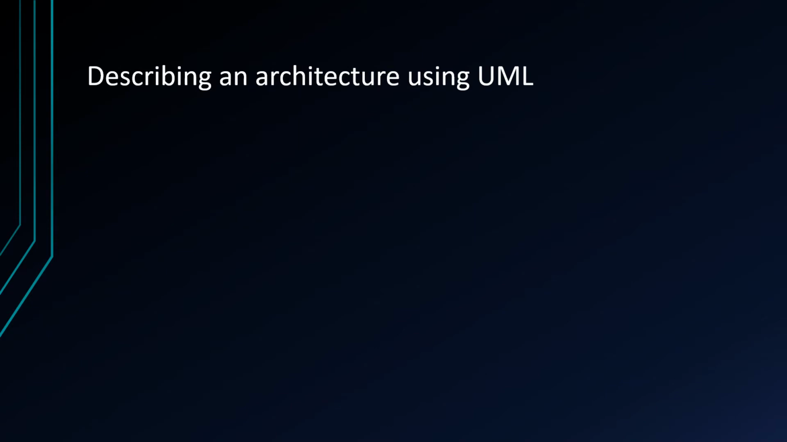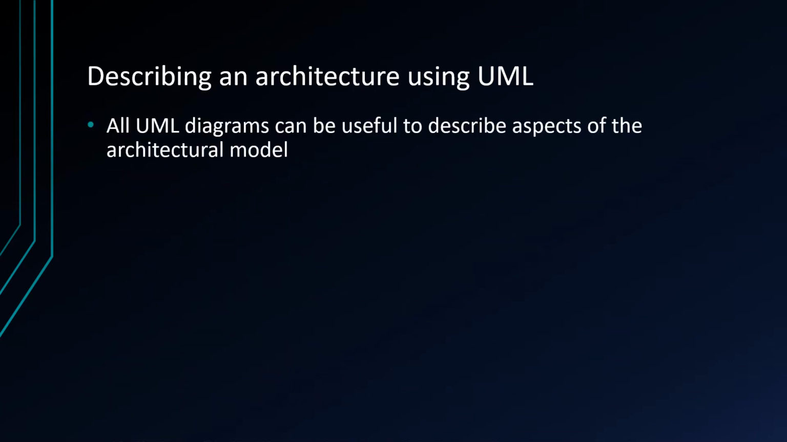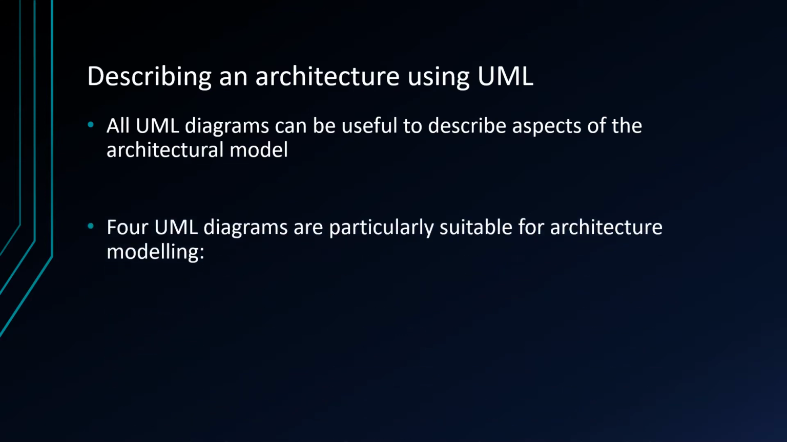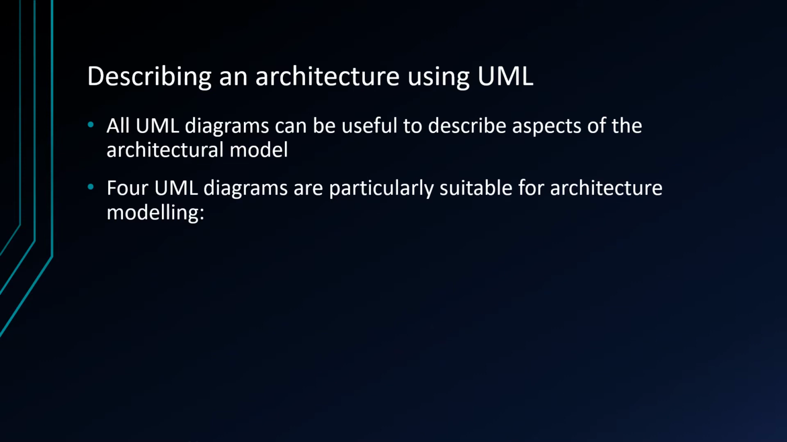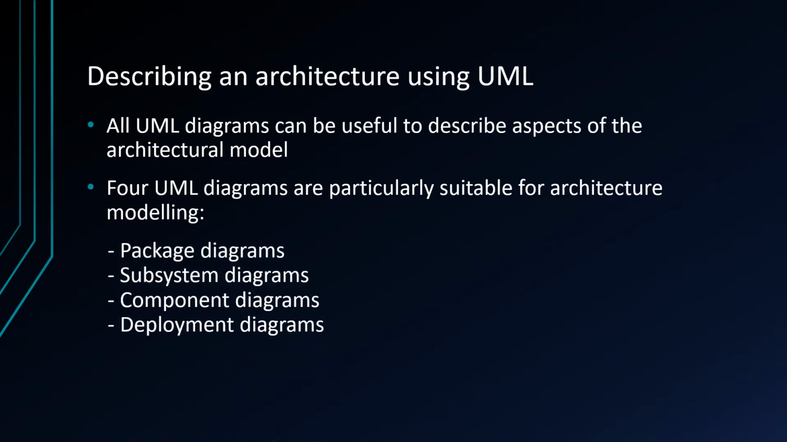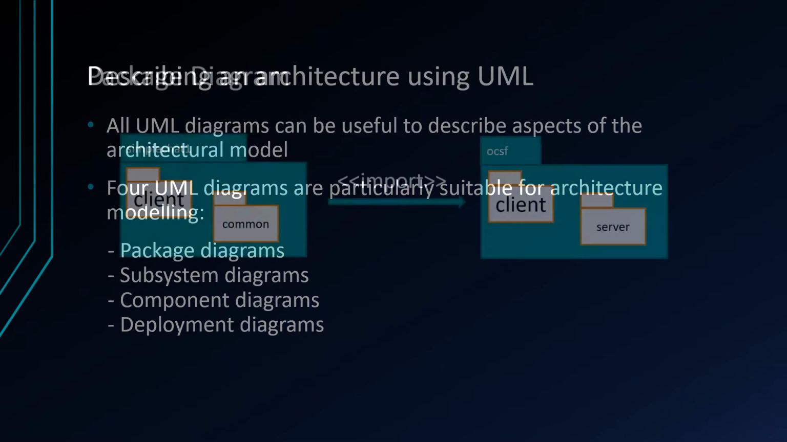So, describing an architecture using UML. All UML diagrams can be useful to describe aspects of the architectural model. We have four UML diagrams that are particularly suitable for architecture modeling. We have package diagrams, subsystem diagrams, component diagrams, and deployment diagrams.